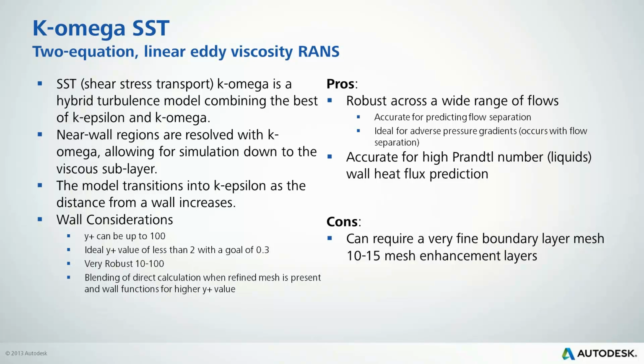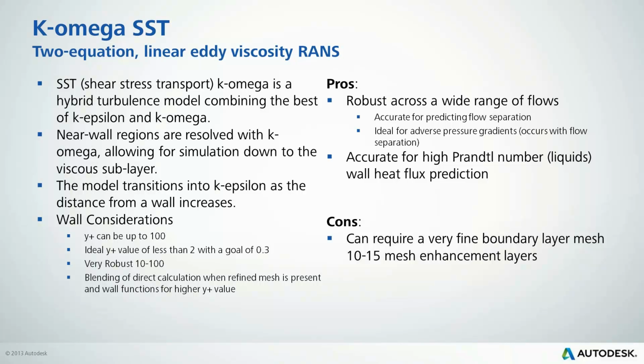So in terms of pros, you can get much more accurate predictions in flow separations, which leads into the adverse pressure gradients, which helps you calculate more accurate drag values. As well as, since we're calculating the entire boundary layer, our heat flux calculations also improve on high Prandtl number flows.